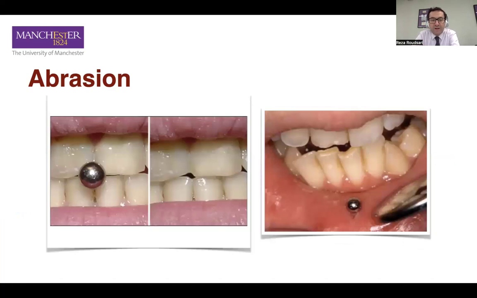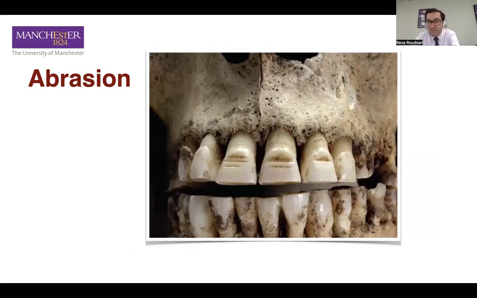a champion toothbrusher. Now, abrasion is not merely limited to toothbrushing, and other objects can also cause abrasion of teeth. In the example on the left of your picture, you can see the effect of tongue piercing in creating these abrasive notches on the anterior teeth. And in the picture on the right-hand side, you can see the effect that the lip piercing has got, causing abrasion on the incisal tip of the lower incisor tooth.